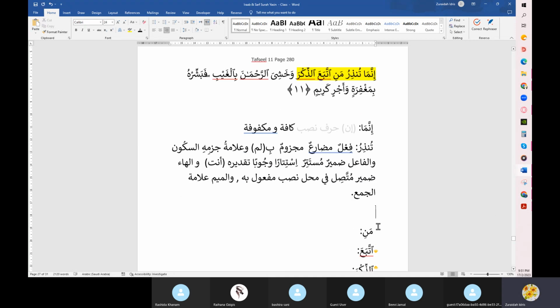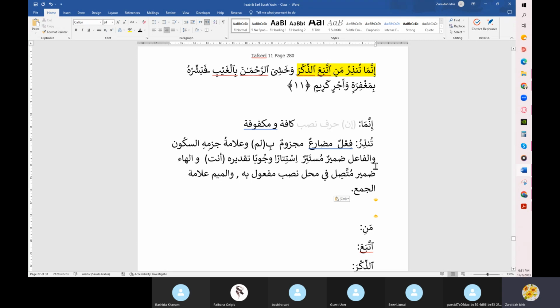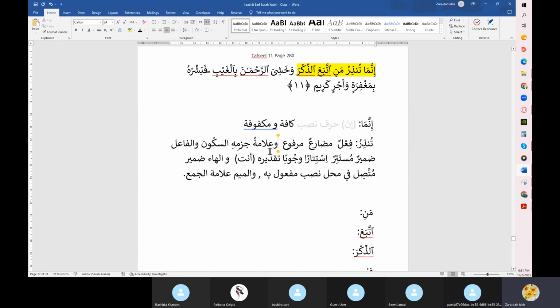Okay, so now how do I adjust this? It's not majzoom. What is it then? Marfu. Okay, alhamdulillah. Good. Marfu'un. And there's no lam, right? So it's marfu, and the alamat of its marfu'ness is... I thought this is raf'ihi. Yeah, we have to put it here. Is that all right? Yeah, fi'lun mudari'un marfu'un wal alamatu raf'ihi.